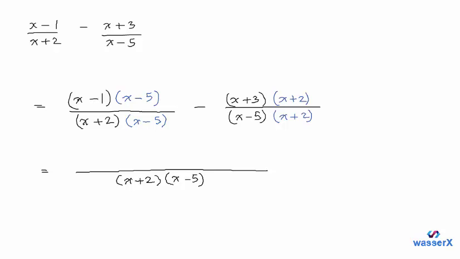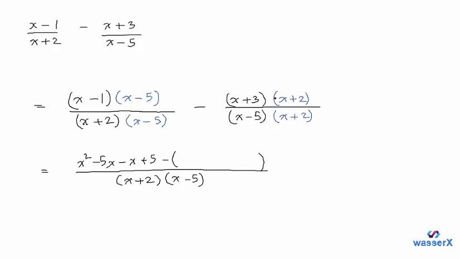FOIL: first, outer, inner and last. x times x is x squared. Outers, negative 5 times x is minus 5x. Inners, negative 1x, or simply minus x. And last, negative 1 times negative 5 is positive 5. Minus, remember there's a minus sign here, so you want to use a parenthesis, because the sign of each of the terms in this product is going to change because of this minus outside.